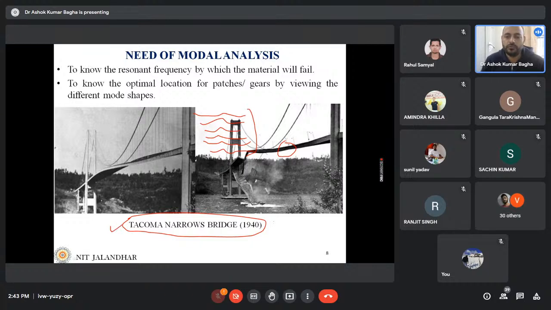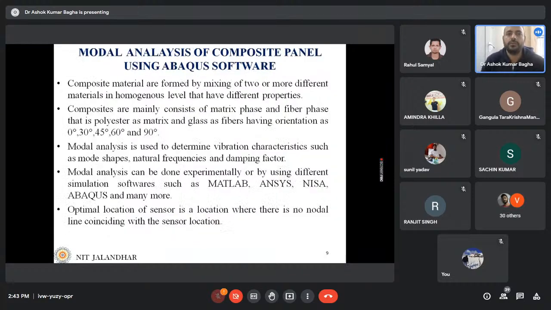If you just type in YouTube the Tacoma Narrows Bridge, you will see the example of this kind of bridge. So it collapsed due to the aerodynamic conditions, due to aerodynamic loading, because the natural frequency of the air matches with the natural frequency of the bridge. So it coincides and breaks down.